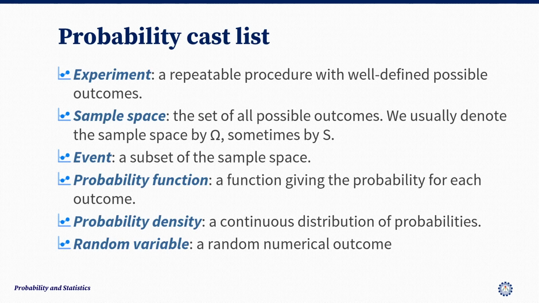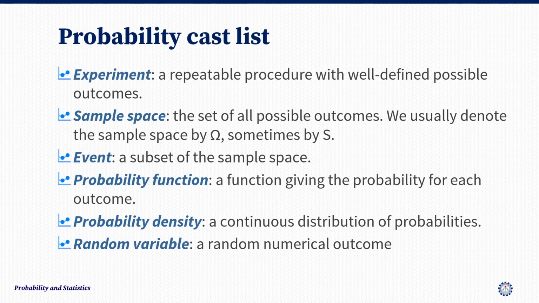So here is the probability cast list. First one is experiment. When we say experiment, this is a repeatable procedure with well-defined possible outcomes. Also have sample space, the set of all possible outcomes. We usually denote the sample space by big omega or sometimes by S. We also have event, a subset of the sample space.